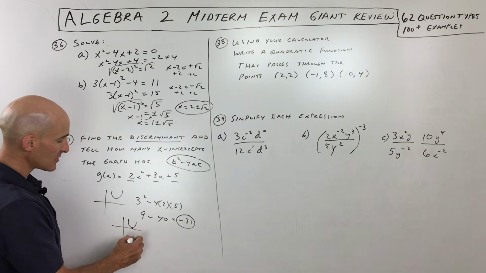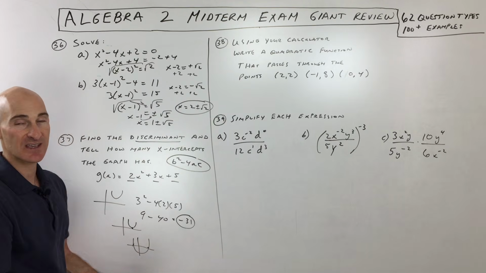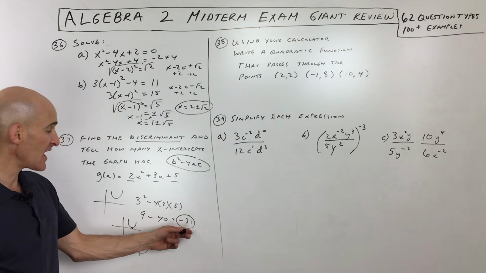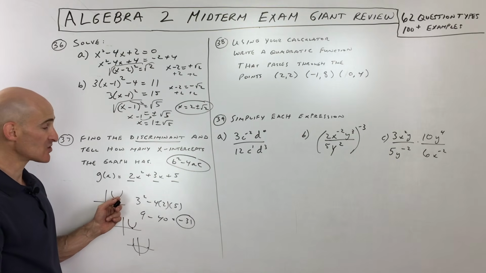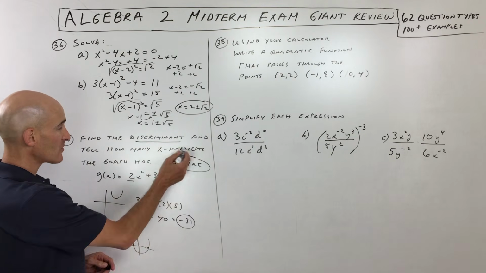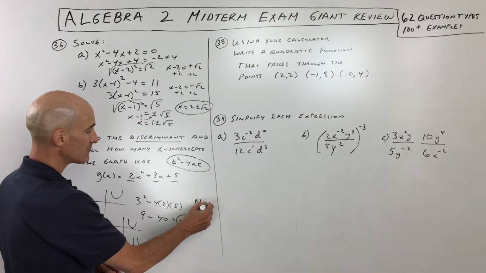It's touching right at the vertex. And if it comes out to a positive value, you're getting two solutions. It's crossing the x-axis at 2 points. But because this is negative, it really means that there's no x-intercepts. So it says determine how many x-intercepts. We're just going to say none.